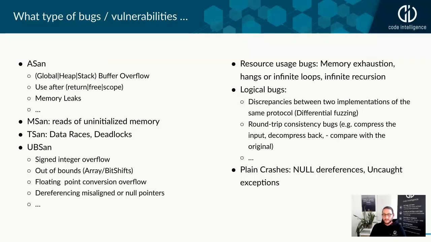And you can check for logical bugs even. There's things like differential fuzzing, where you have maybe two implementations of the same protocol and you want to check if they always behave the same. You can use a fuzzer for this, or you can do stuff with round trips, like compress, uncompress, or decompress, or if you have cryptography or encoding, decoding, stuff like that, you can also cover very well with fuzzers.